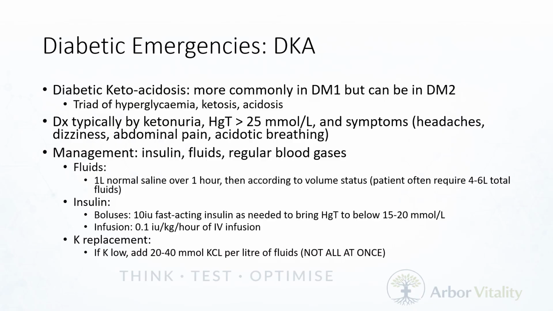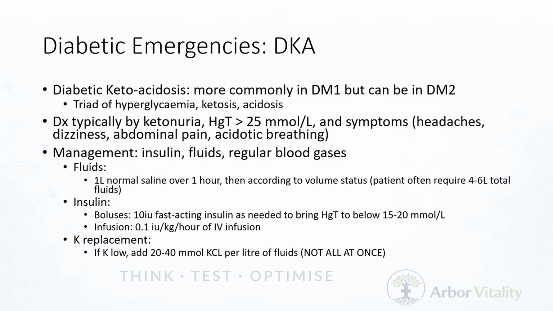However, just because your glucose is not more than 25, if you have ketonuria and symptoms and a high glucose, it's still DKA until proven otherwise. Definitively, you want to get a blood gas, but in most primary care facilities, ketonuria, high glucose, and symptoms is all you need to diagnose it. So what is your management of a DKA?